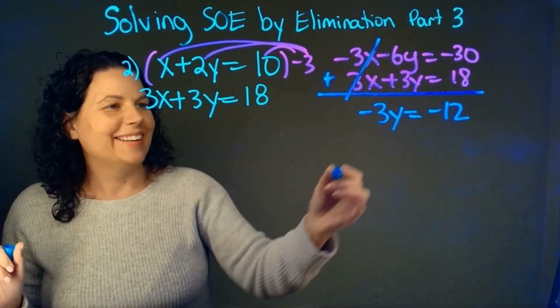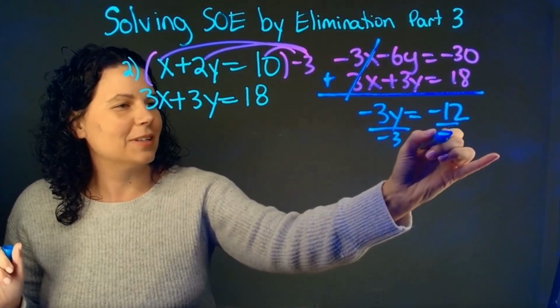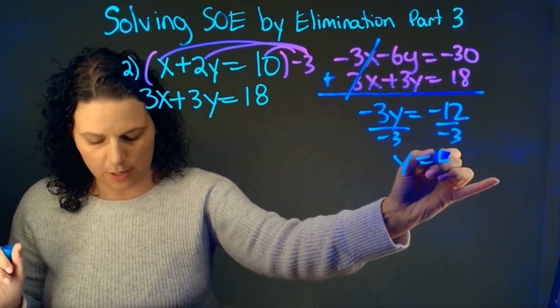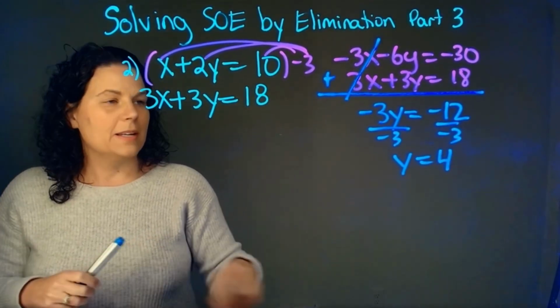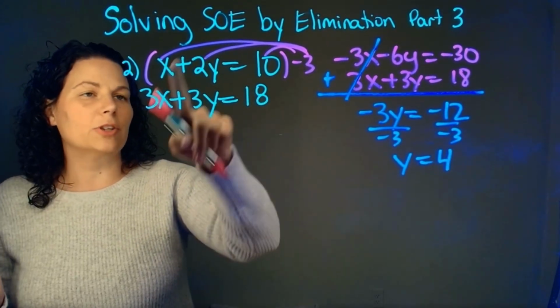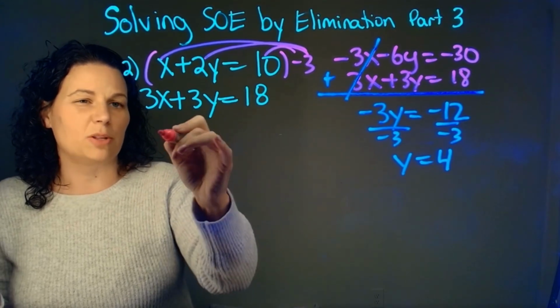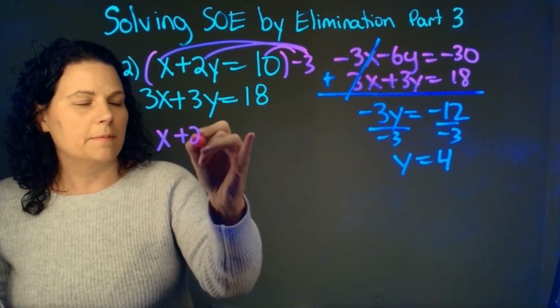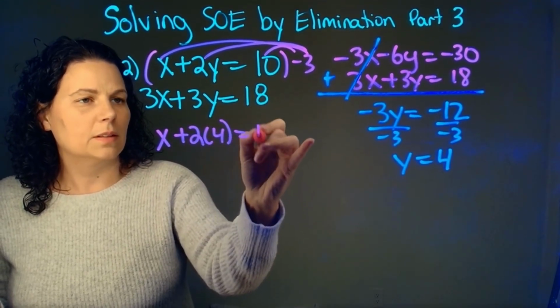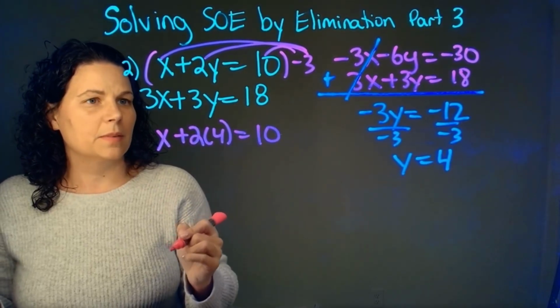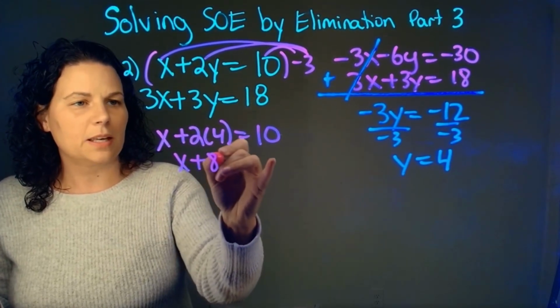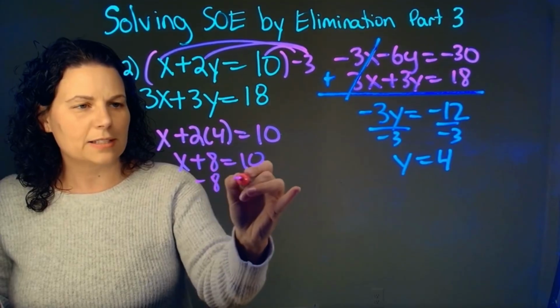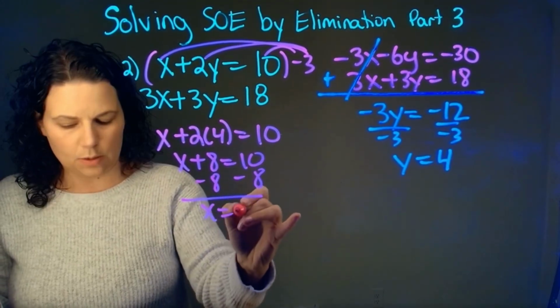Had to think for a second. Divide both sides by -3, and I get y equals +4. Now, let's plug this back in over here into one of our originals. I'm going to use the first one. So plug it in everywhere you see a y. That's going to give me x plus 8 equals 10. Subtract 8, and I get x equals 2.